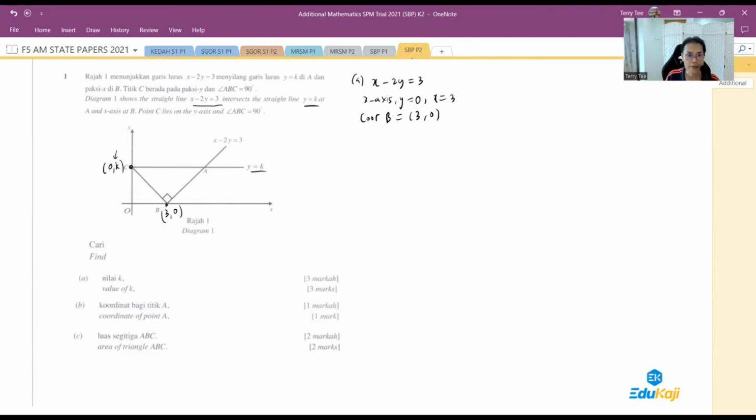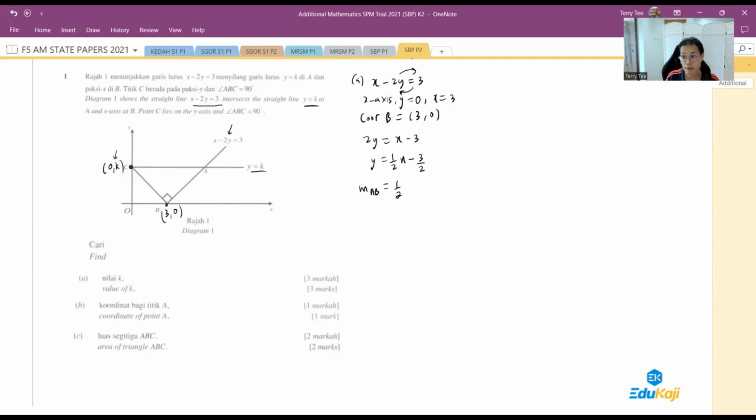But first, let's find out the gradient of this straight line. We can find the gradient by changing it into y equals mx plus c. So let's bring the 2y over, bring the 3 to the left. So you get 2y equals x minus 3. Your y is 1 over 2 x minus 3 over 2. So the gradient of line AB is now half.